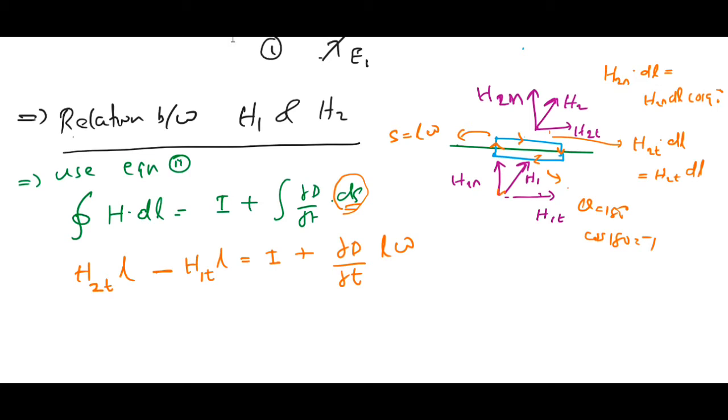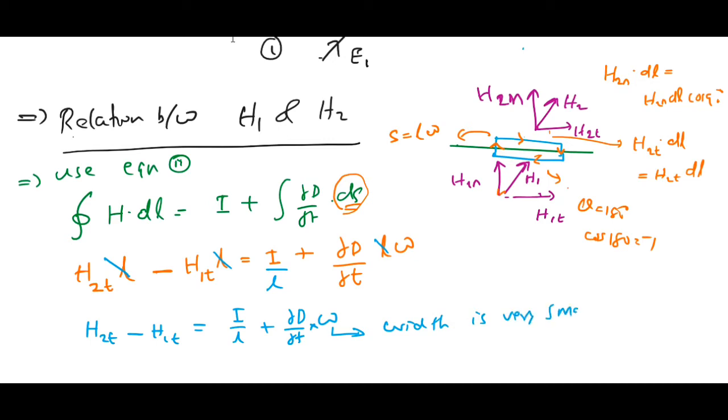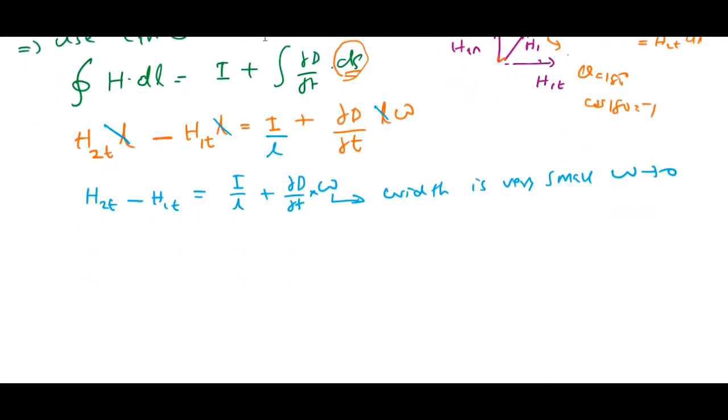Now here this L and L can be cancelled. What will happen here, 1 by L will come, then this equation will be H2T minus H1T is equal to I by L plus dD by dt W. Here this W, the width of the path, is very small, that is W tends to 0. Then if W tends to 0, our equation reduces to H2T minus H1T is equal to I by L.